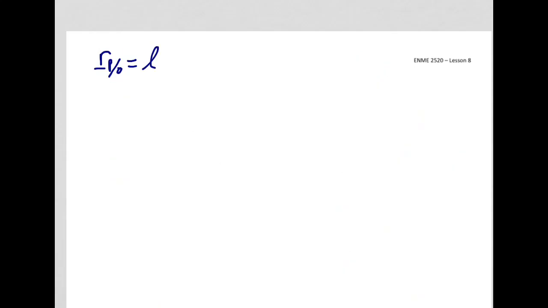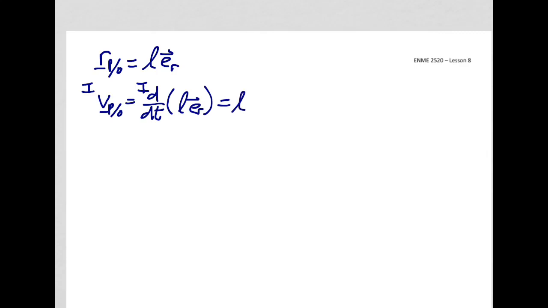So the length L in the E sub r direction. Now let's find our velocity in the inertial reference frame. The velocity of P with respect to O in the inertial reference frame is equal to d dt in the inertial reference frame of L in the E sub r direction. And so using the chain rule, we get L multiplied times d dt observed in the inertial reference frame of the unit vector E sub r.